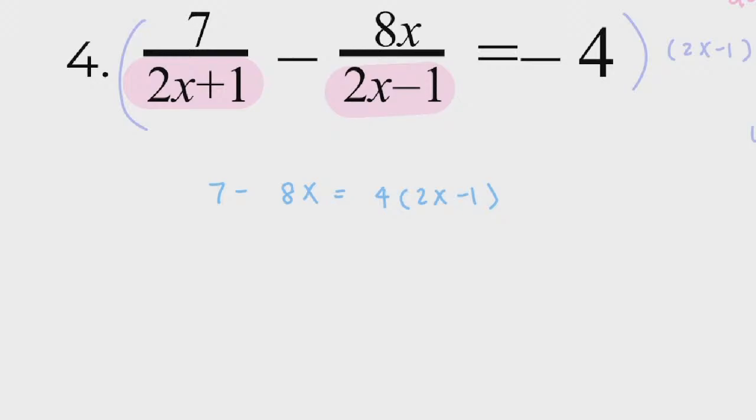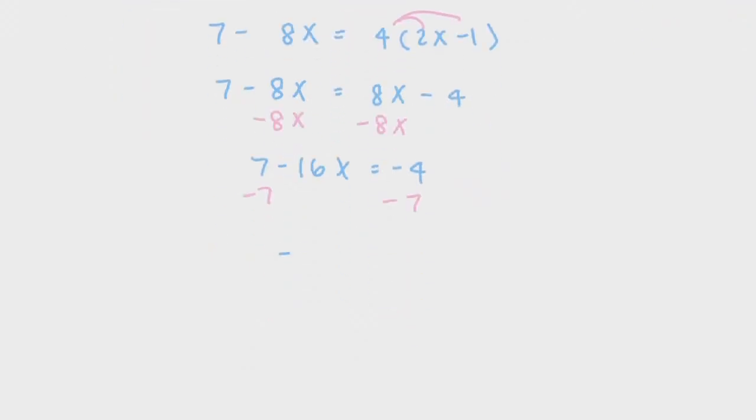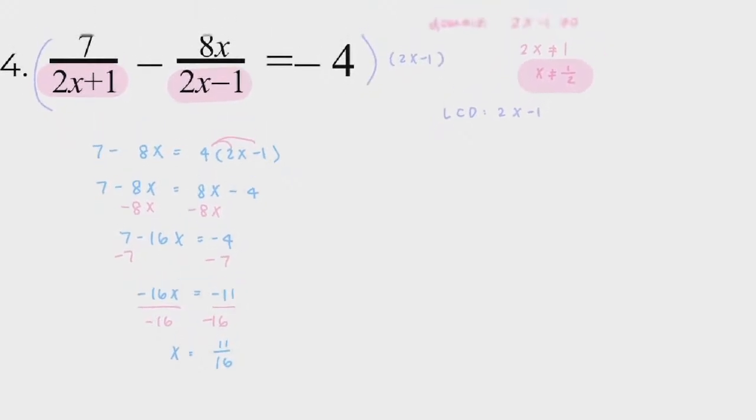So next to solve, we're going to distribute. We get 7 minus 8x equals 8x minus 4. And then I'm going to move the 8x over. So 7 minus 16x equals negative 4. Subtract 7. So negative 16x equals negative 11. Divide by negative 16, and we get x is 11 over 16. And this is a number within our domain, so this is fine.